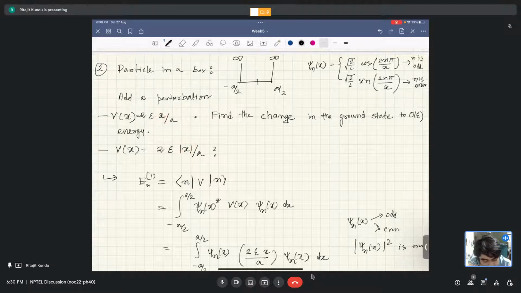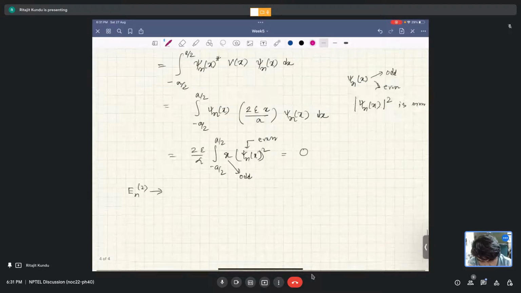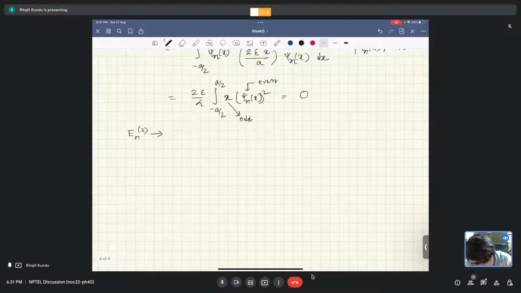Just to remind you, if you plot the graph of x mod, it is something like this. This is my x mod. So it is an even function. If that is the case, then at the first order it will not be 0, right? So let us calculate that contribution. Again I will calculate the En1.